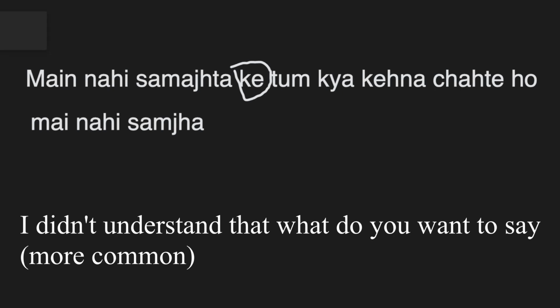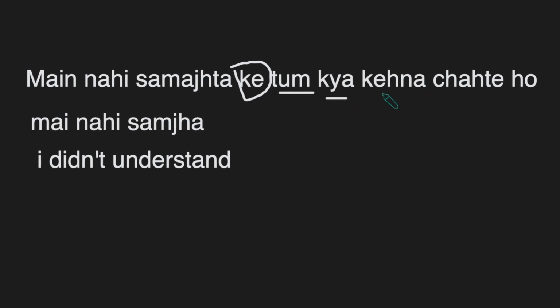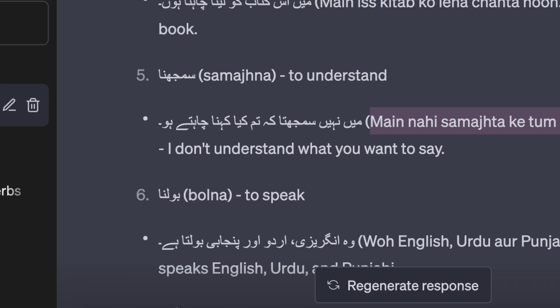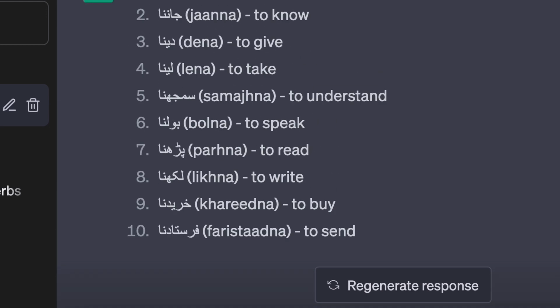कि तुम क्या कहना चाहते हो. कि means that, तुम means you, क्या what. कहना to say. What do you want to say? Again, चाहना is used here as the main verb. So तुम क्या कहना चाहते हो. What do you want to say? मैं नहीं समझता कि तुम क्या कहना चाहते हो, और मैं नहीं समझा कि तुम क्या कहना चाहते हो. Okay. If you have any question, you can post it in the comment section.